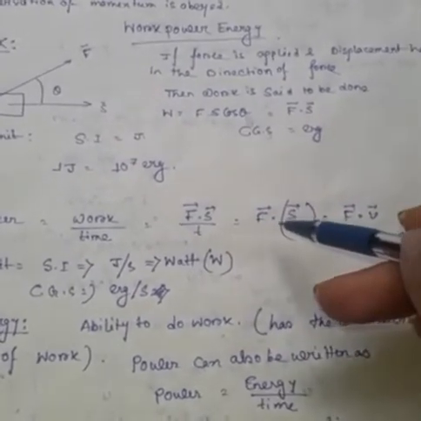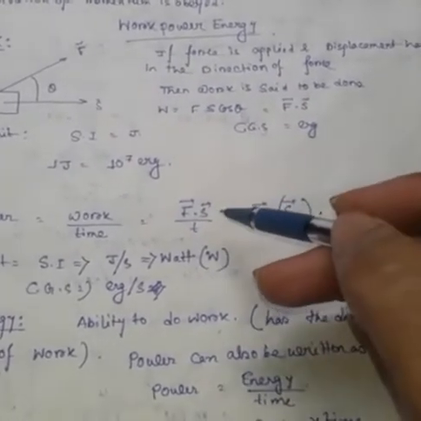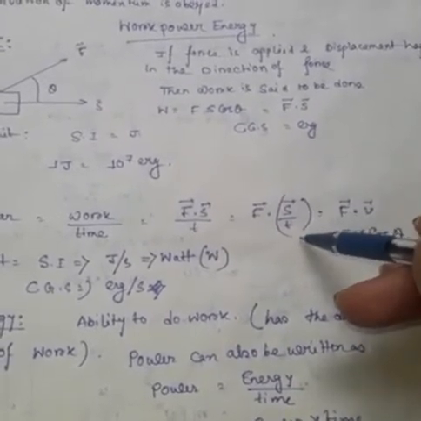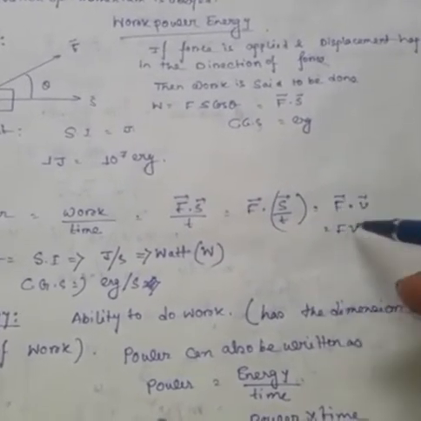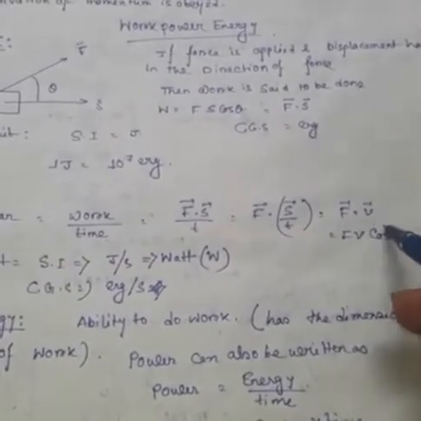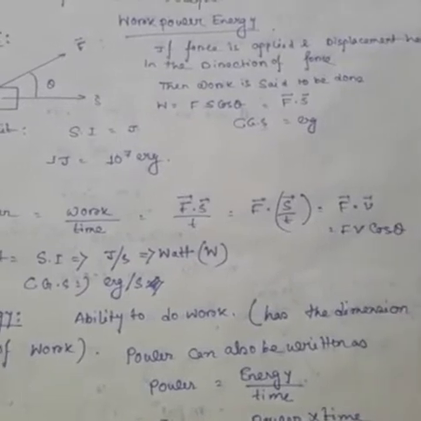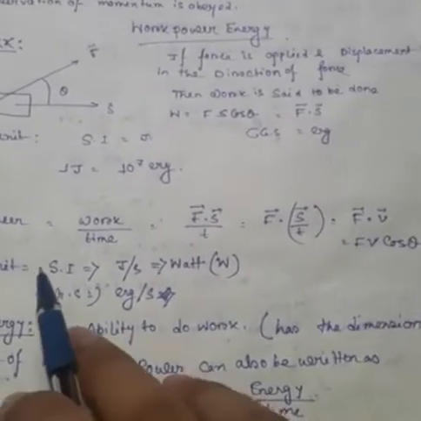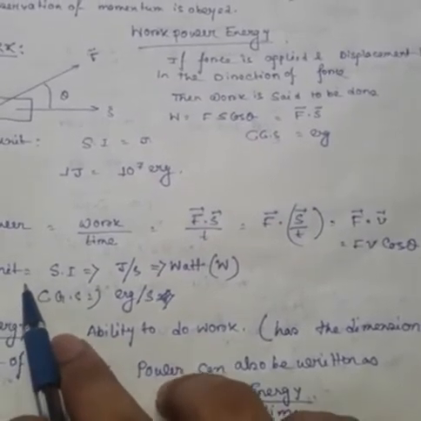Okay, so we can write this term as F dot s by t, and s by t, that is displacement by time, is our velocity, that is F dot v. That means the power is the dot product between force and the velocity attained by the object due to the application of the force. Okay, now what is the unit of power?